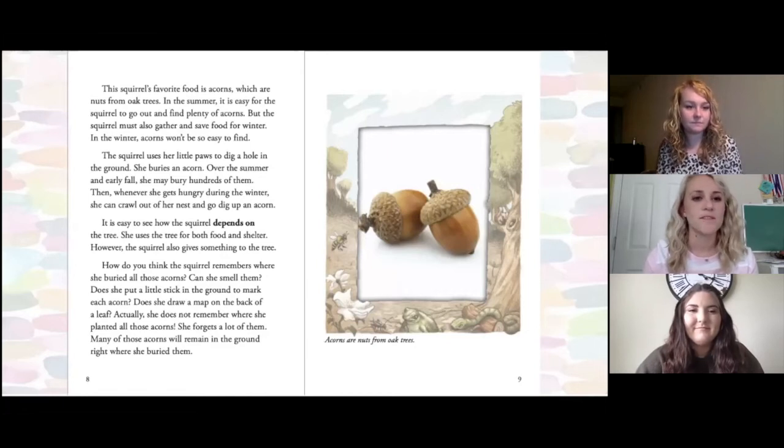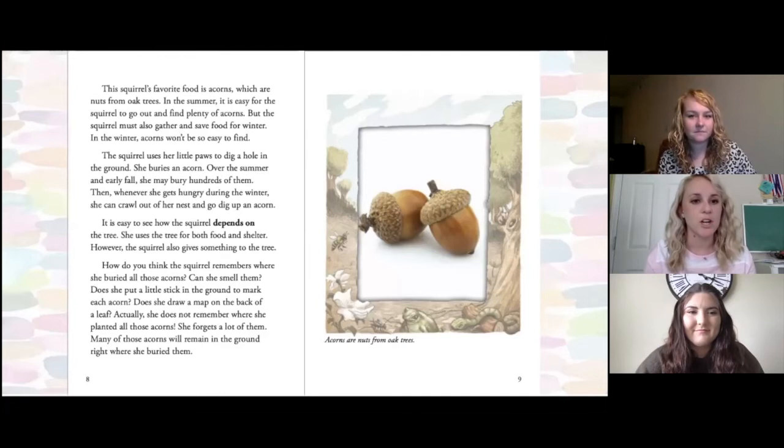This squirrel's favorite food is acorns, which are nuts from oak trees. In the summer, it is easy for the squirrel to go out and find plenty of acorns. But the squirrel must also gather and save food for winter. In the winter, acorns won't be so easy to find.